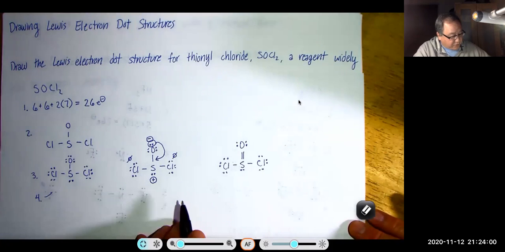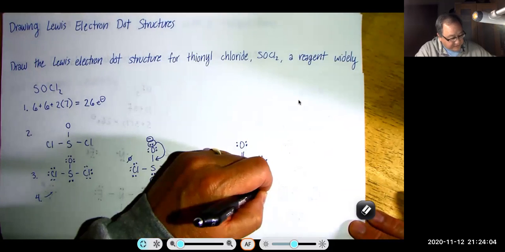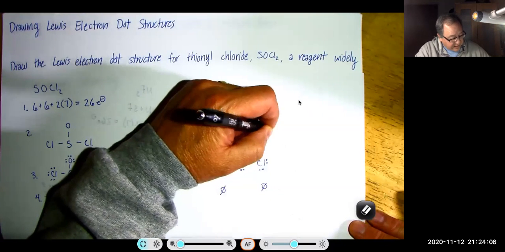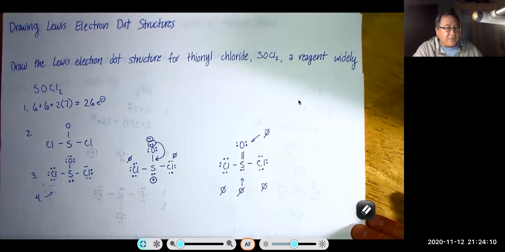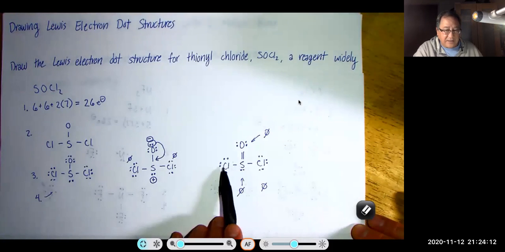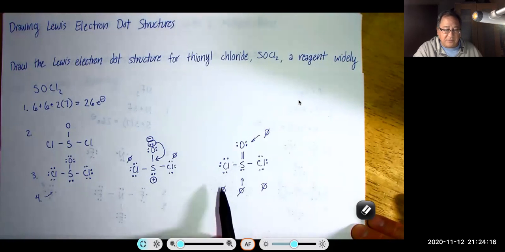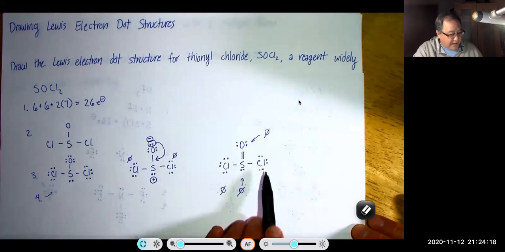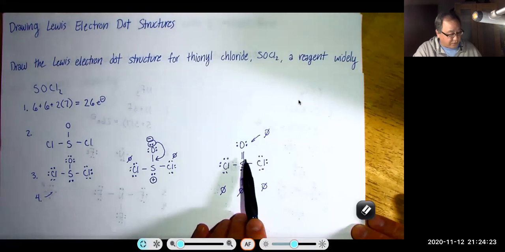Let's evaluate formal charges here. Well, the chlorine's going to be 0. This chlorine's going to be 0. This oxygen is going to be 0. And this sulfur is going to be 0. Look at the number of bonds this chlorine has. 1. How many bonds does it normally have? 1. Its formal charge? 0. Let's look at this chlorine. How many bonds does it have? 1. How many bonds does it normally make? 1. What's its formal charge?